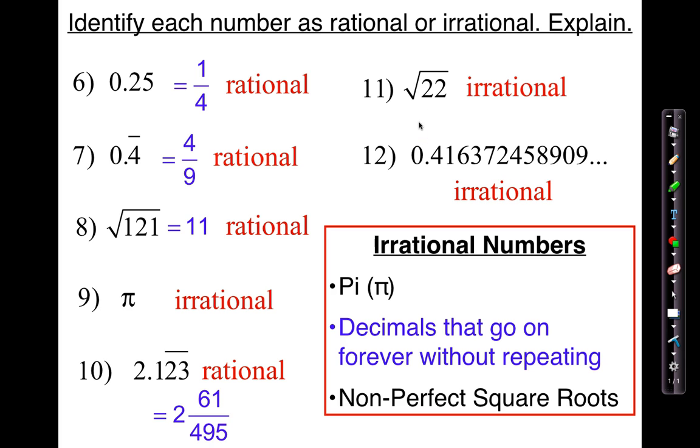So irrational numbers, first of all, are going to include pi, but it's basically decimals that go on forever without repeating. So again, it doesn't terminate, it doesn't repeat. But it also will include non-perfect square roots. So this is a non-perfect square root. What else? That was the only one in this particular one. But notice here, this is a perfect square root, and that's why it is rational. But these are the 3 general types.